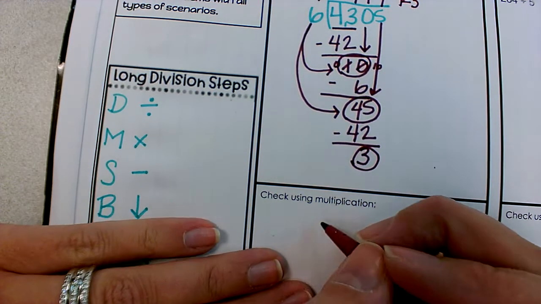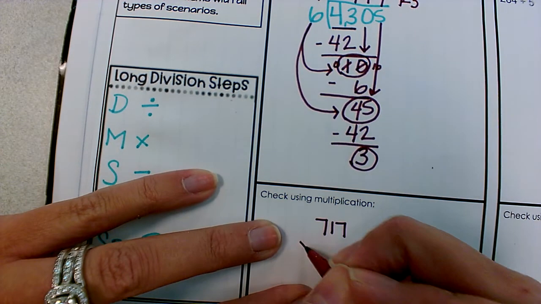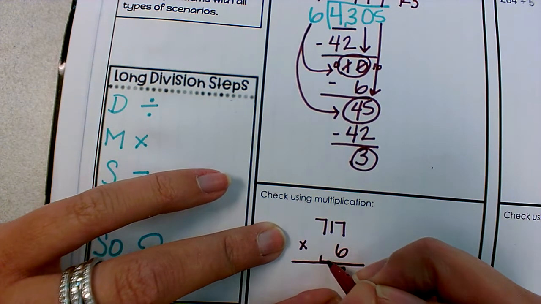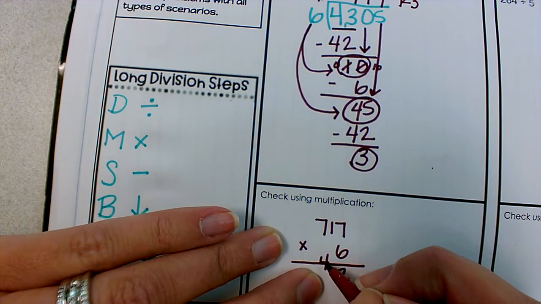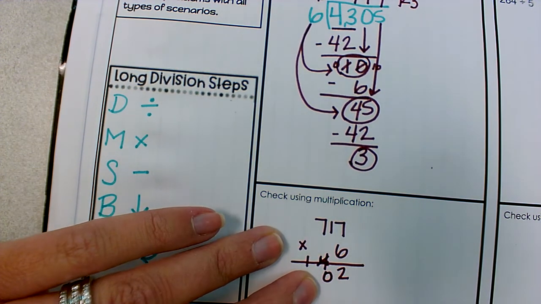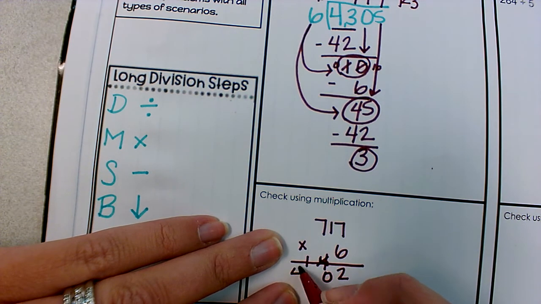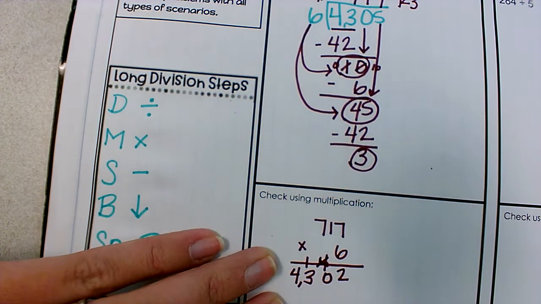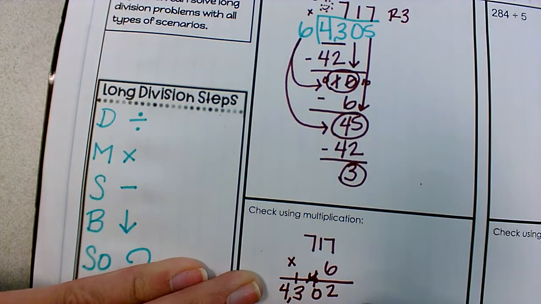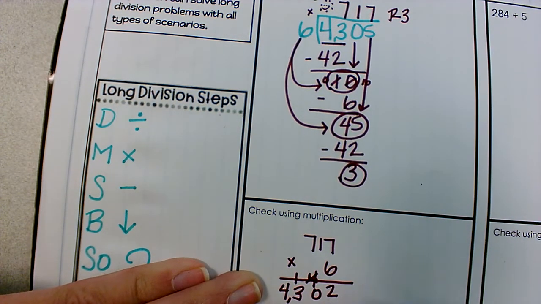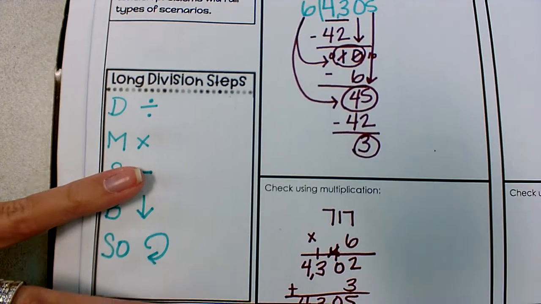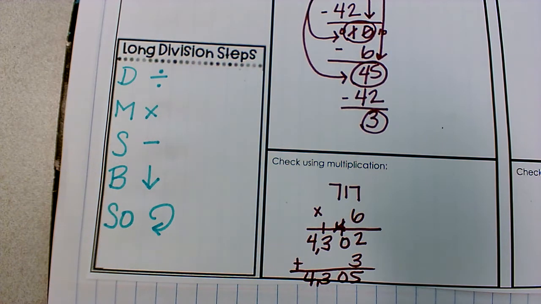And now we need to check our work. So I take the quotient, 717 times the divisor, 6. 6 times 7 is 42. 6 times 1 is 6, plus 4 is 10. Write my 0, regroup that 1. 6 times 7 is 42, plus 1 is 43. Place my comma. But my numbers don't match, and then I remember that I had this remainder. So then I add my 3, and now I have 4,305. Whoopsies, sorry. Okay, nicely done.